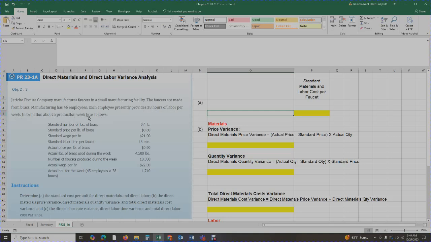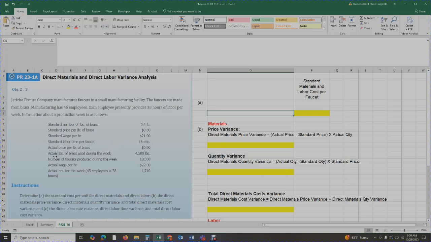Information about a production week is as follows. So we have the standard number of pounds of brass, 0.4 pounds. That is per faucet. The standard price per pound of brass, 80 cents. The standard wage rate per hour. So we pay each of our employees $21 an hour. That's the standard wage. Our standard labor time per faucet is 15 minutes. So it takes about 15 minutes to be able to make each of the faucets.